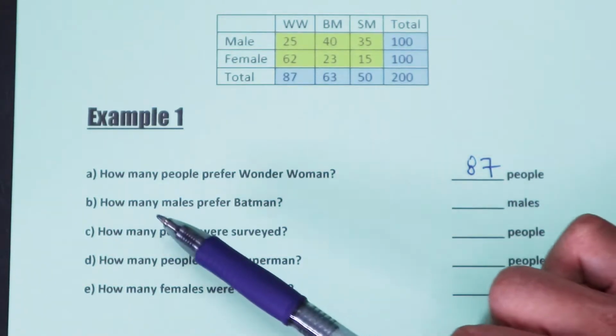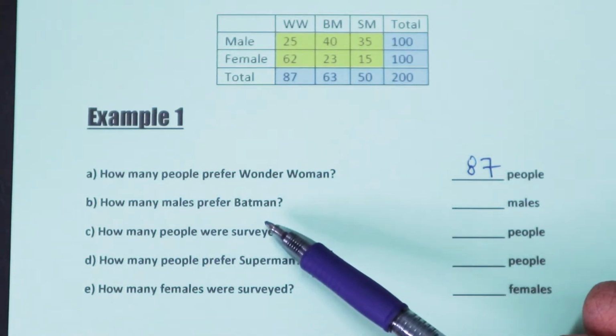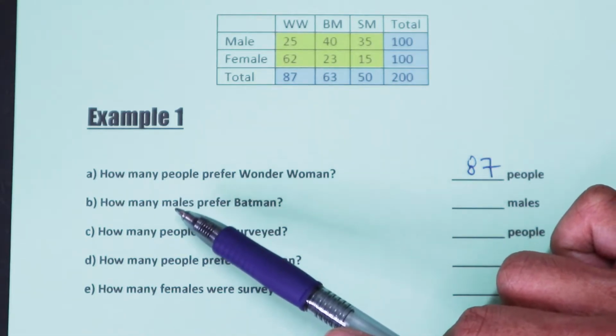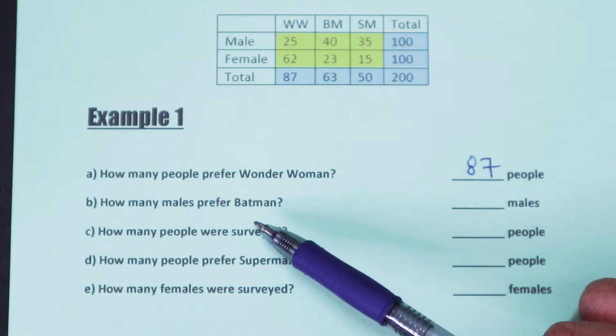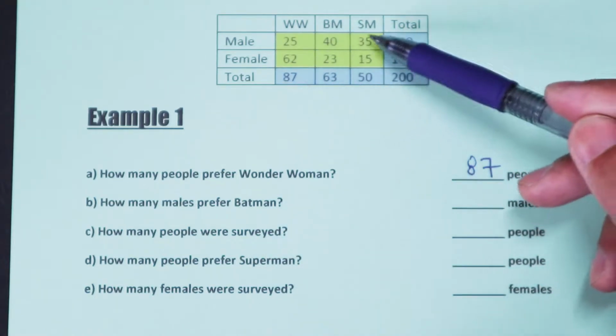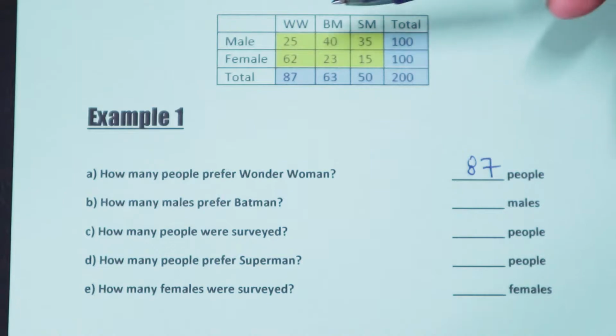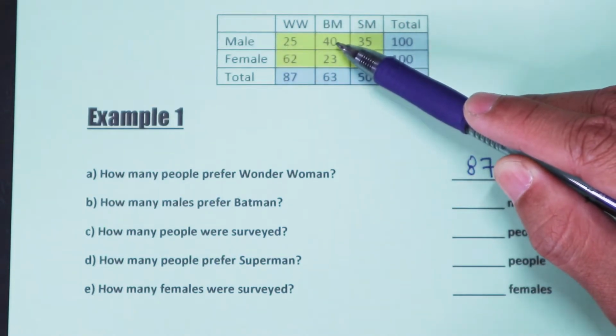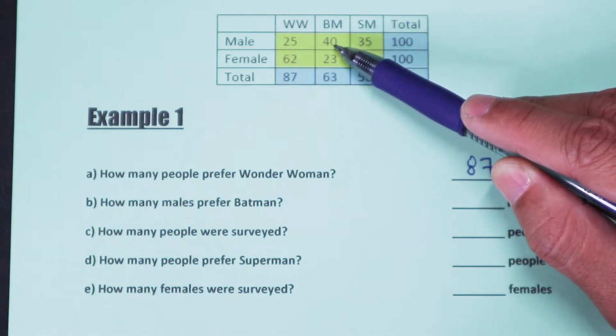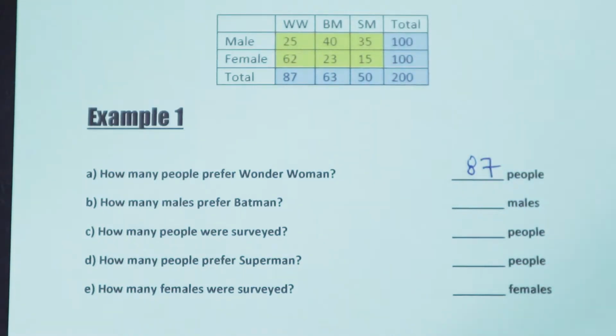In part B, it says how many males prefer Batman. Here there are two categorical variables: the gender as well as the favorite superhero. So we're going to take a look at the body of the two-way table, at the number that is both male and Batman, which is this number right here. So it's 40 people who are male and like Batman. We're going to say 40 here.